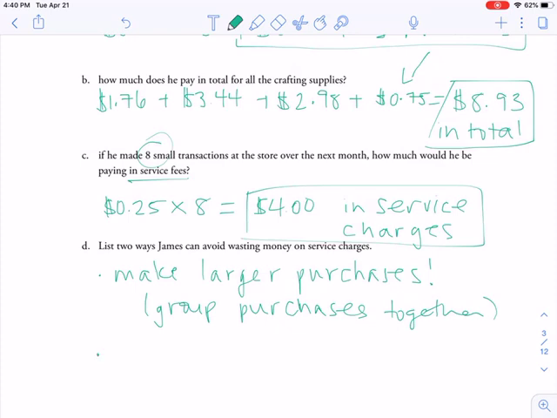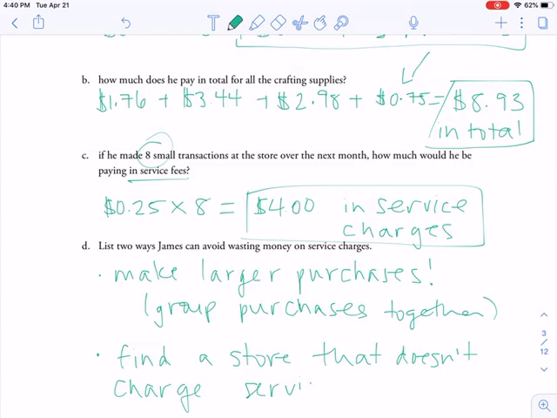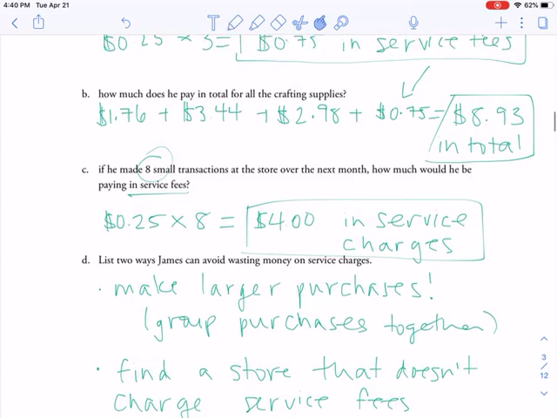And then the other way that I would think about, there are other options, of course. These are just the first two that personally came to mind, is find a store that doesn't charge service fees. Of course, there are other options. If you have another option that you're not sure about and you want me to go over with you, just message me. That's great, and we can talk about it.